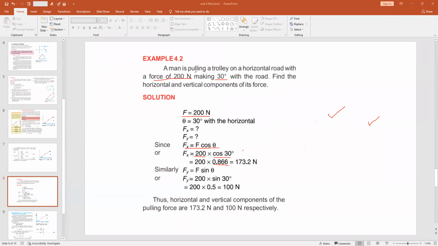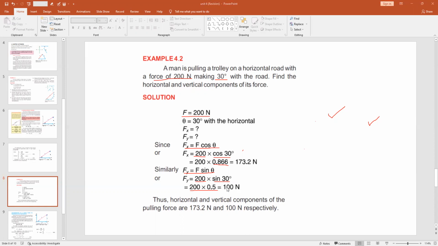Then we have to find out the Fy component, that is Fy is equal to F sine theta. F is given to us and theta is also known, so we simply put the values. For F, the value is 200 Newton, and for theta it is 30, so it will be sine 30. With the calculator, sine 30 is equal to 0.5. Then we multiply 0.5 with the force, 200 Newton, and we get 100 Newton.